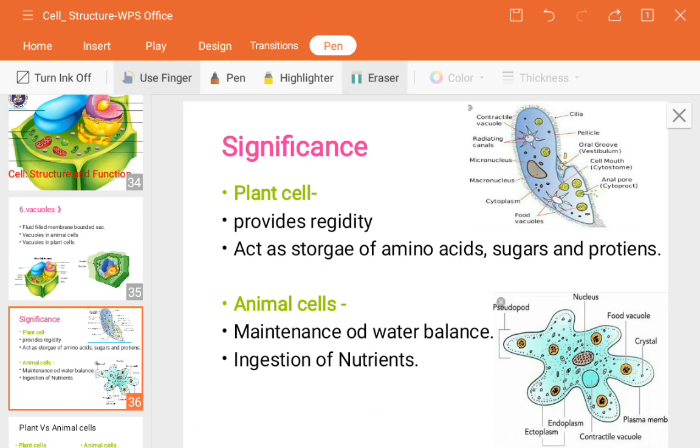So another vacuole that is present is the contractile vacuole. Just let me show you here. See, this is the food vacuole. Another one is the contractile vacuole. So what is the contractile vacuole's role?